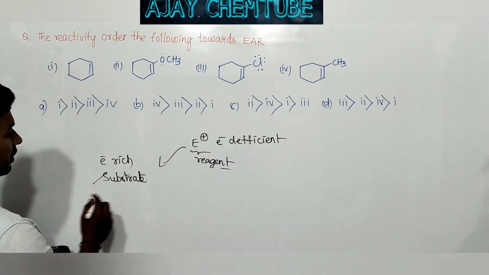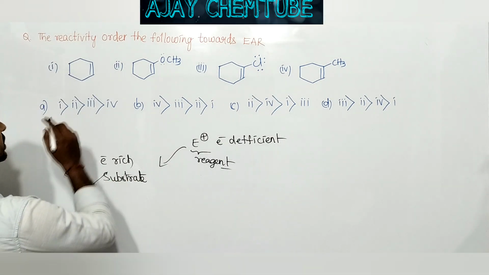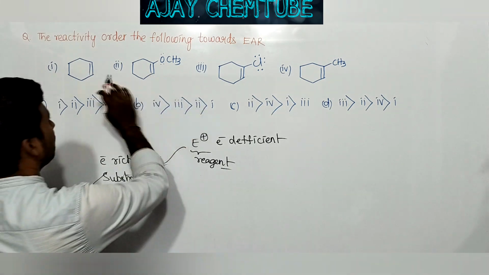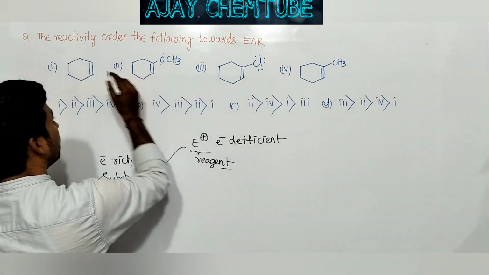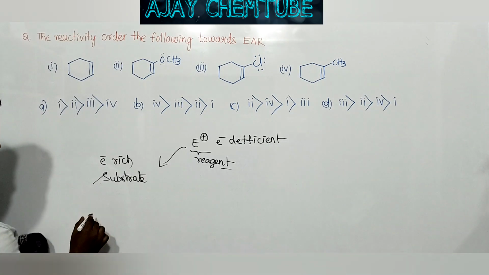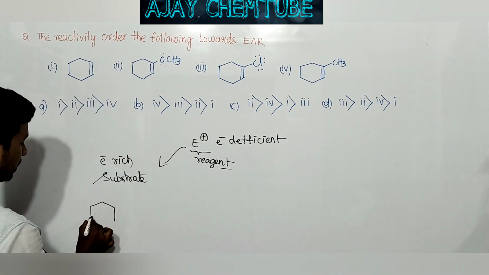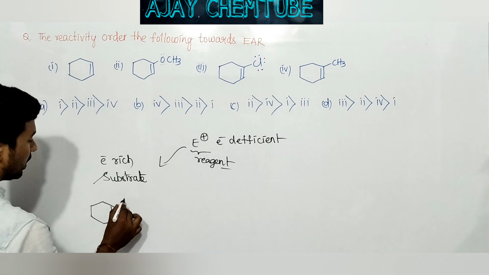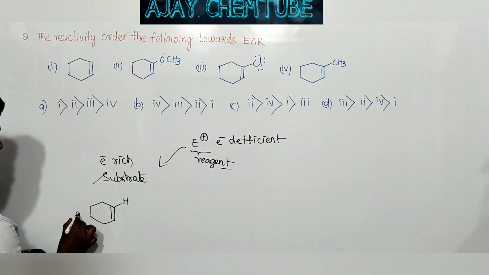So now, which one of the following substrates is more electron rich? Here all the ring is the same, only at this point it is different. What is present there? There is nothing, meaning hydrogen is there. Okay, that is 1.